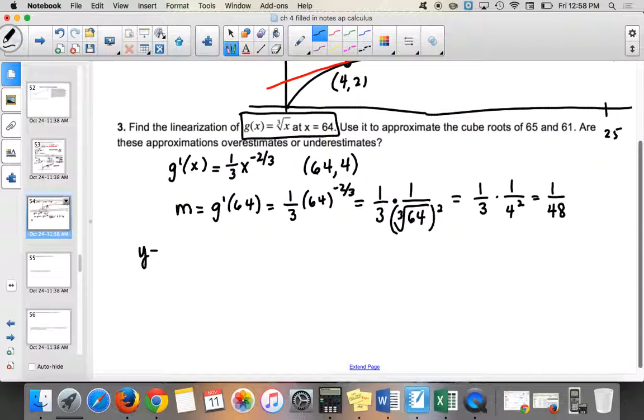All right, so I have y minus y1 equals m times x minus x1. So this is going to create my linear equation, my linear approximation, right? So I'm going to distribute in. So I have 1 over 48 x minus 64 over 48. 64 over 48 is divisible by 16 on the top and bottom. It goes to 4 over 3. So it's going to be 4 over 3. And then add the 4.